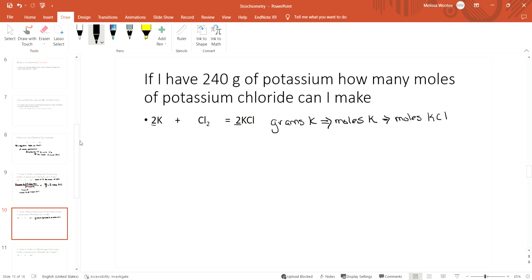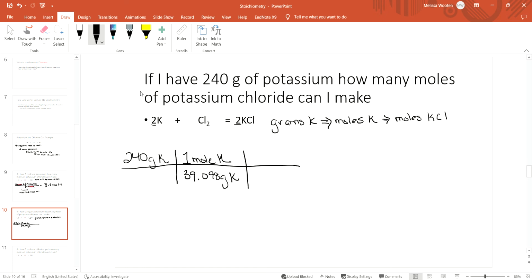Okay, and so my given is 240 grams of potassium, right? I know that 1 mole of potassium, oops, I wrote that in the wrong place. I have to put grams in the bottom, right? 1 mole of potassium, according to the periodic table, is 39.098 grams of potassium. Okay. So here I'm going from grams to moles.